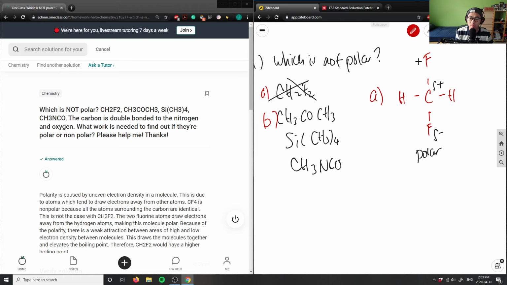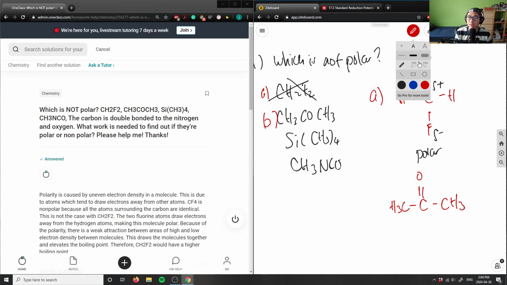We can look at B here, which is CH3COCH3. I'm going to have this carbon bonded to an oxygen, and then another CH3. I also have another CH3 like this, which means this should be a double bond on the oxygen. So give me a second here. I would have a double bond to oxygen, and this is bonded to CH3 like so. So this is my chemical structure for this one.